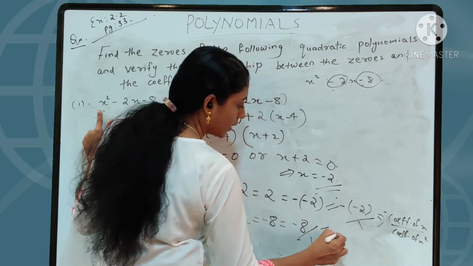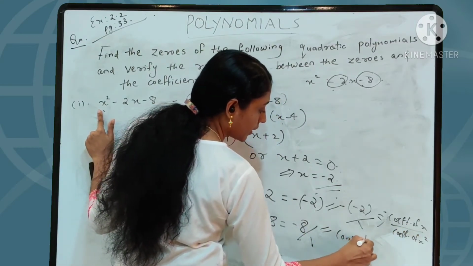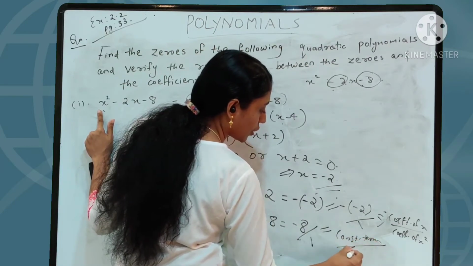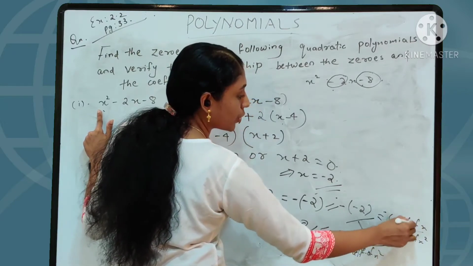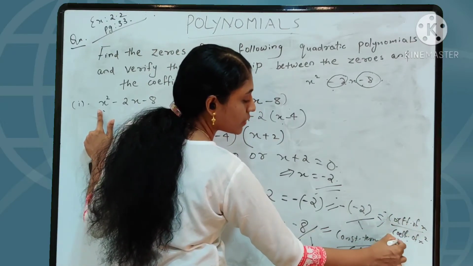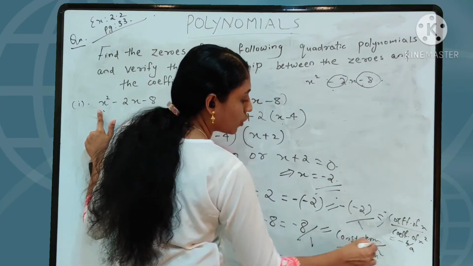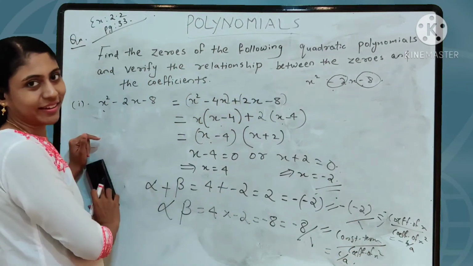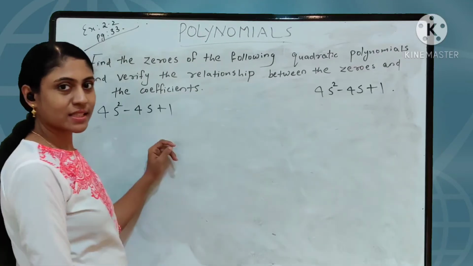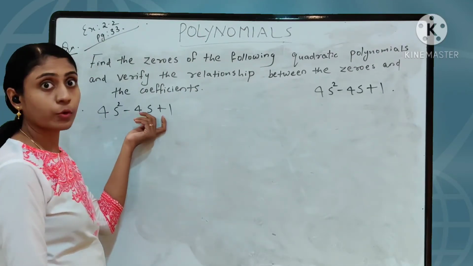And what about this one? Constant term divided by coefficient of x square. And again, negative of coefficient of x divided by coefficient of x square, which is minus b by a, and constant term divided by coefficient of x square, it is c by a. Understood? Next question, 4s square minus 4s plus 1.